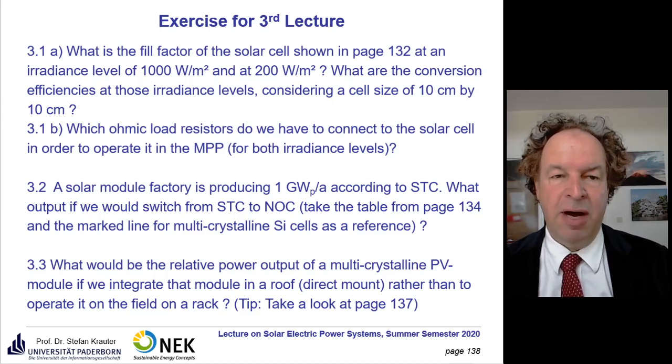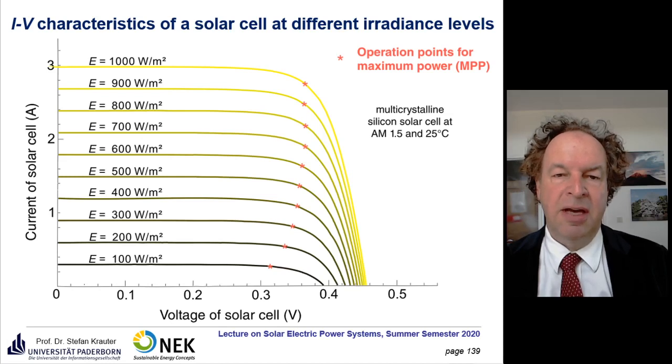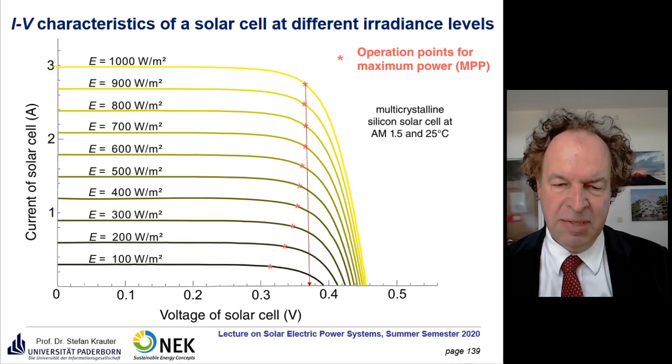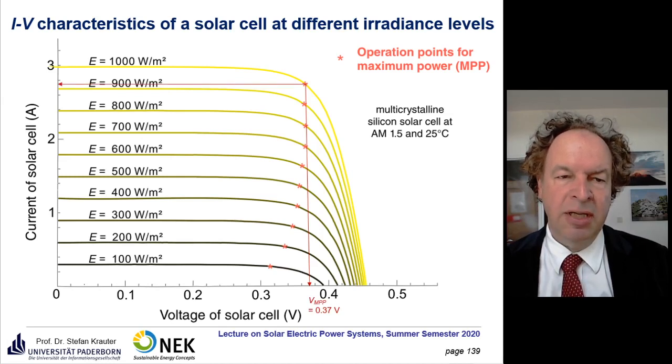So let's start with the first part here. These are the IV characteristics, and now we have to find out the values at 1000 and 200 watt per square meter. So we take a look here. The red stars are the operation points for the maximum power point. At 1000 watt per square meter, the voltage in the maximum power point is around 0.36 or 0.37 volts, and accordingly the current in the maximum power point is 2.75 amps.